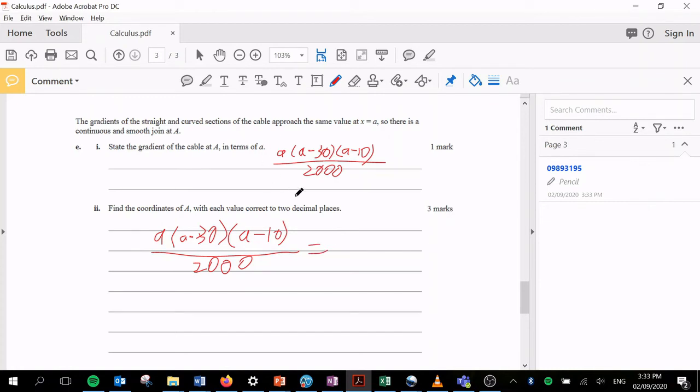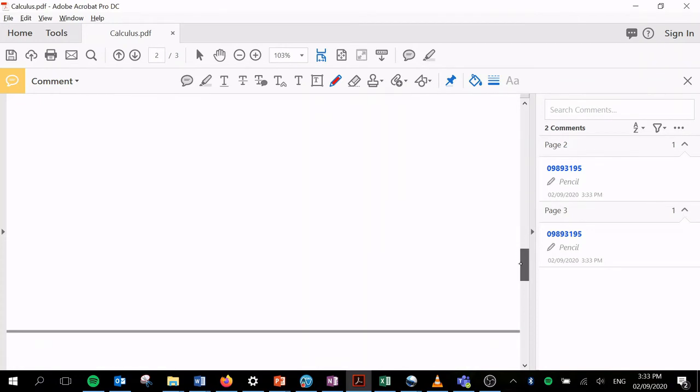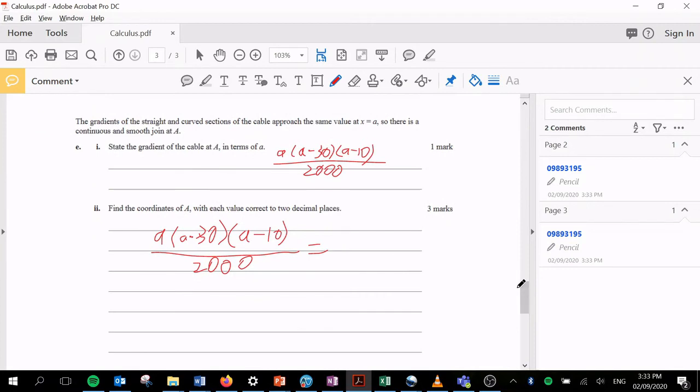But we don't have a nice handy expression for the gradient of the straight part. What we do have though is a diagram, and we know that the straight part goes from this point here, 0, 10, over to this point here, A, B. So we can use rise over run between these 2 points. Now obviously we can't use a comma b like this, but we can use a and then h(a) plus 3, our answer that we got for part C. So we can set up our equation.